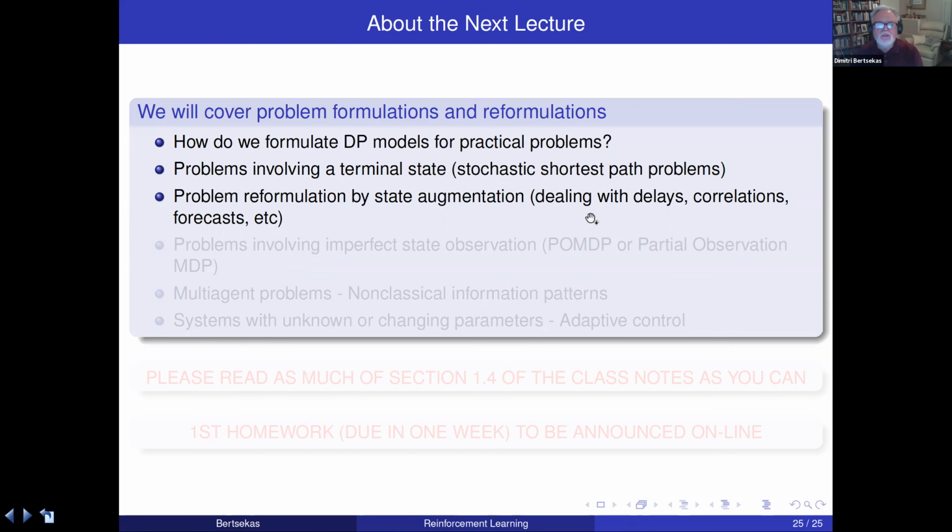Now, the biggest reformulation of all is imperfect state information. We have assumed perfect state information in our framework. The control depends on the current state, which is assumed to be perfectly known. In practice, however, we may have partial state observation.